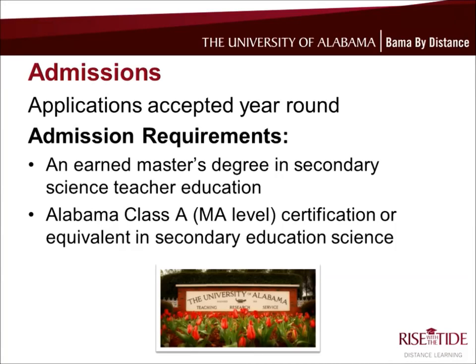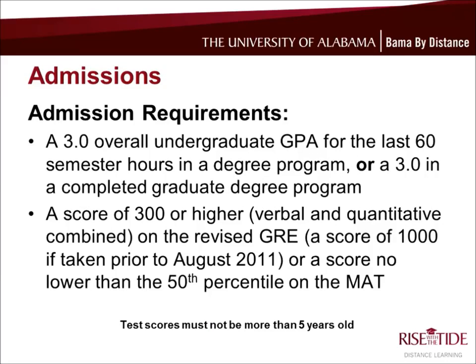To be eligible for this program, you must hold an earned master's degree in secondary science teacher education and have an Alabama Class A teaching certificate in secondary education science or the equivalent if you live in another state. And also, to be admitted into the program, you need an undergraduate GPA of 3.0 overall, or a 3.0 in the last 60 hours of your undergraduate coursework, or a 3.0 or higher in a completed graduate degree program.